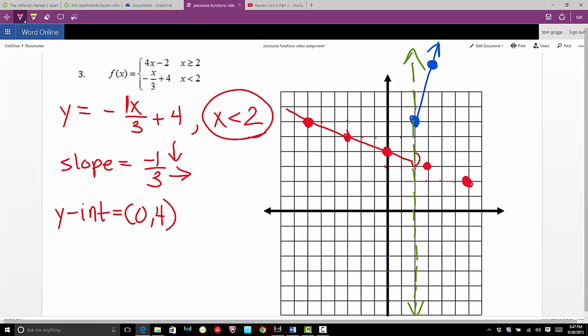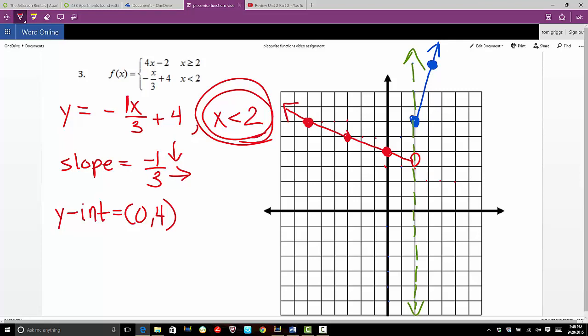I'm going to have an open circle. Some of you probably know why. It's because this isn't less than or equal to. x has to be less than 2, so we do not include the point where it falls on x equals 2. So that's our answer. That's our piecewise function.